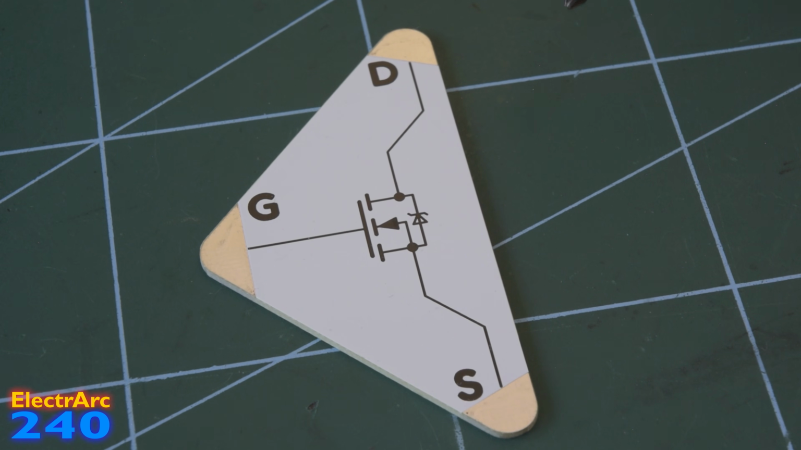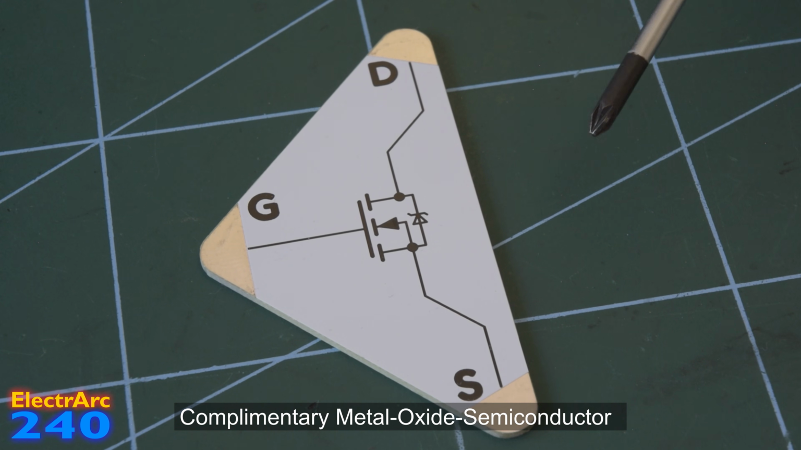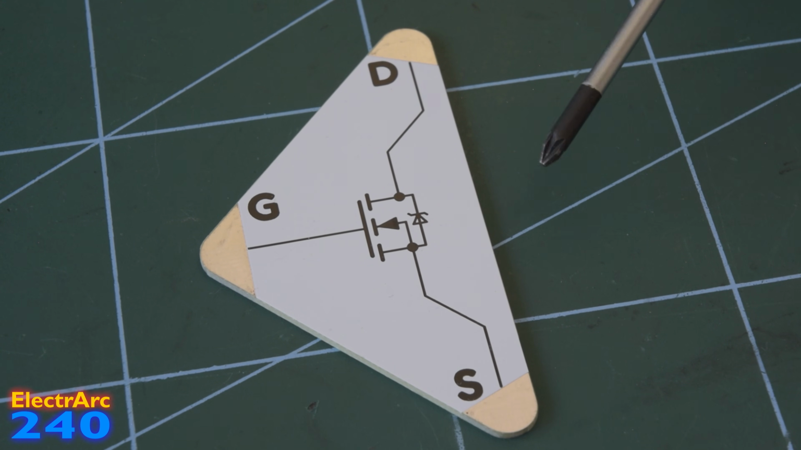There are a lot of applications that don't really care about these downsides for P-channel, the biggest one being CMOS, which stands for complementary metal oxide semiconductor. And the complementary refers to N-channel and P-channel. So CMOS, which is what's used inside microprocessors, logic gates, basically anything that's digital and not high power, uses both N-channel and P-channel in beautiful harmony.